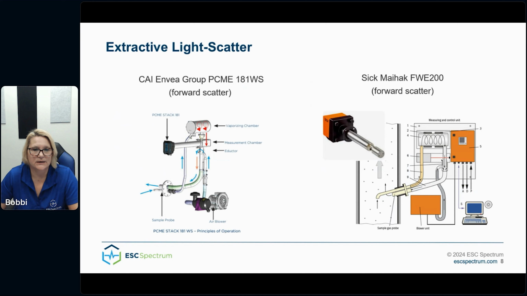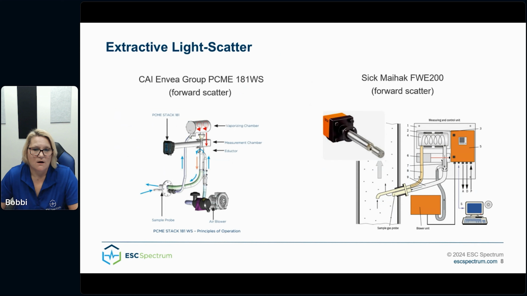A key installation note, which holds for both monitors, is you'll need to install the probe below the monitor at an incline, 6 degrees for the PCME and 15 degrees for SICK, to allow for drainage back to the stack. So installing the ports low will allow you to access the monitor without a stool or a platform.